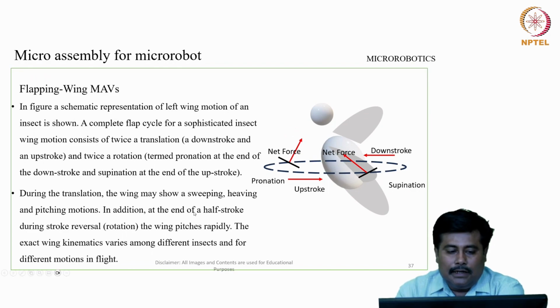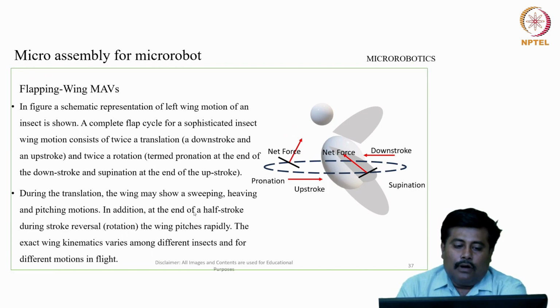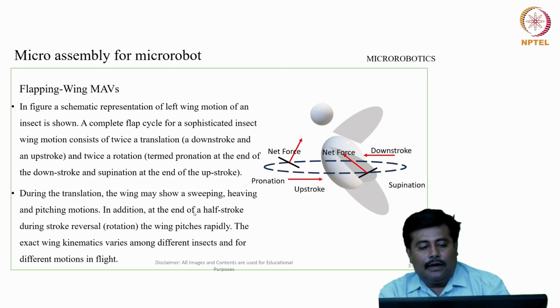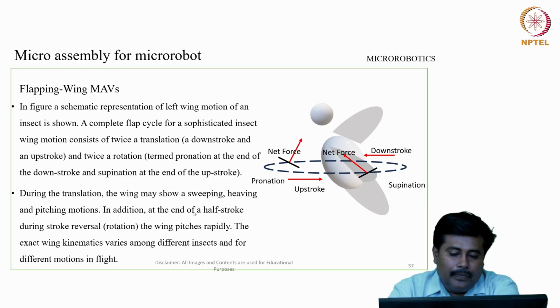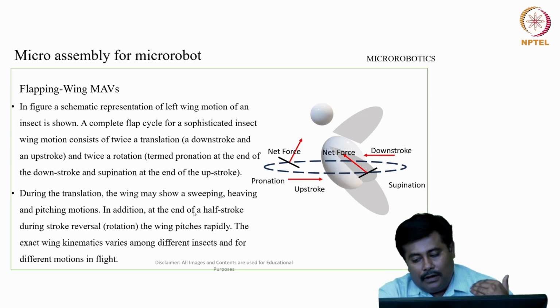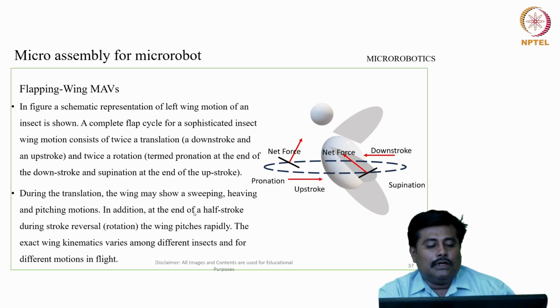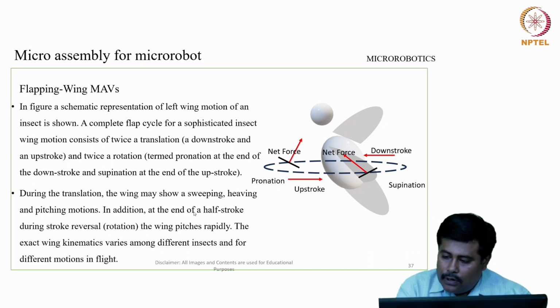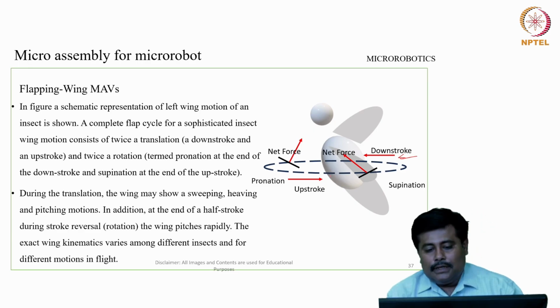Now let us see this particular figure. This figure is a schematic representation of a left wing motion of an insect, which is shown over here. A complete flap cycle for a sophisticated insect wing motion consists of twice a translation, that is, a downward stroke and an upstroke in this direction, and twice a rotation. These are termed pronation at the end of the downstroke and supination at the end of the upstroke.